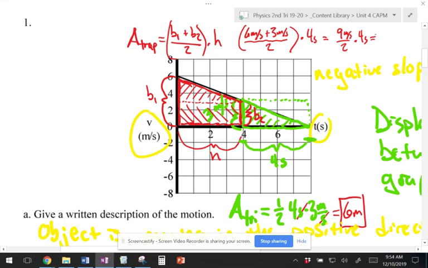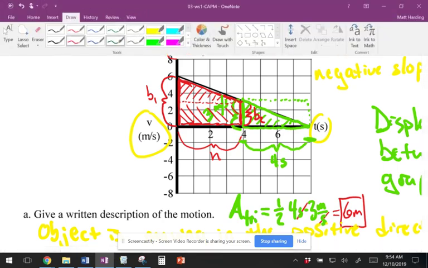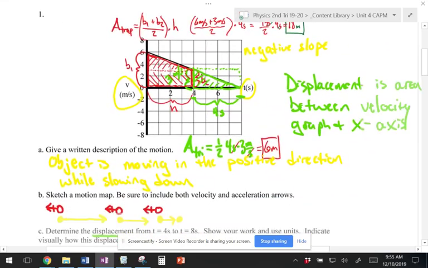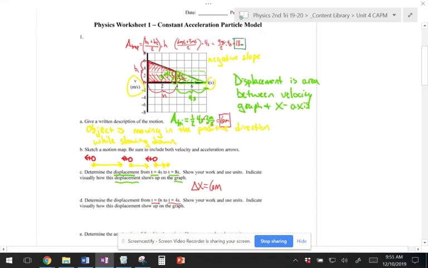Commutative property of math, is this 18? And again, if I follow through with the units, seconds cancels out seconds. That's 18 meters. Okay? So this is in the notebook if you need to refer back to it.